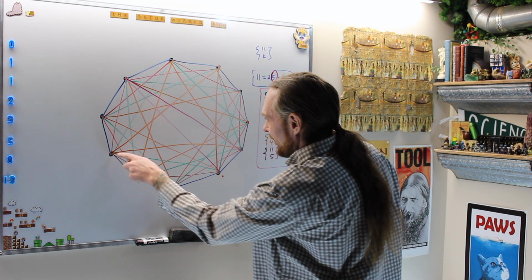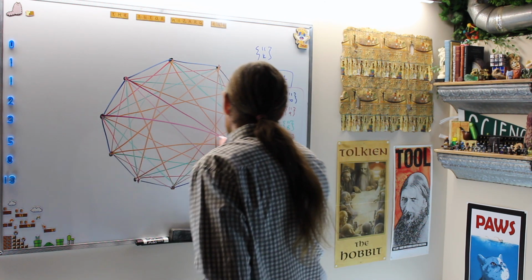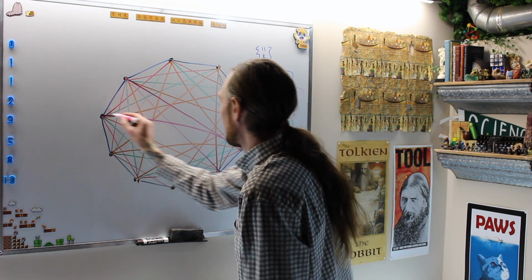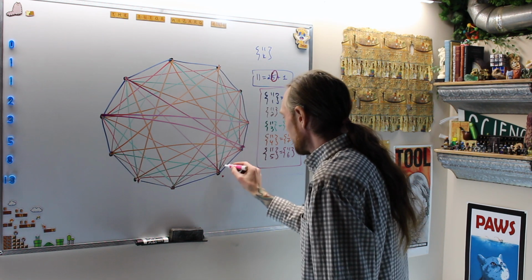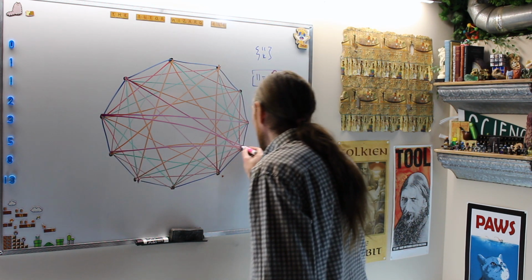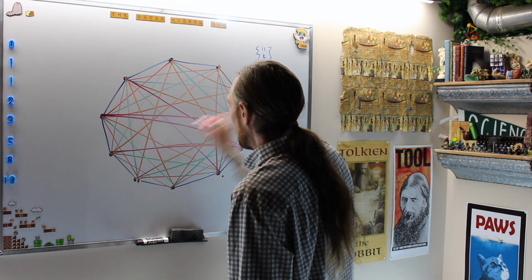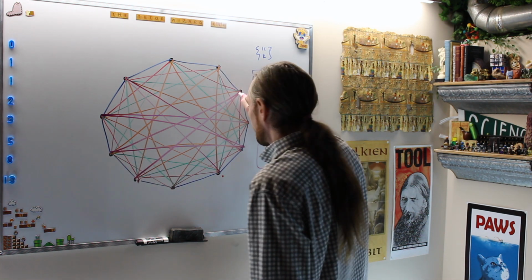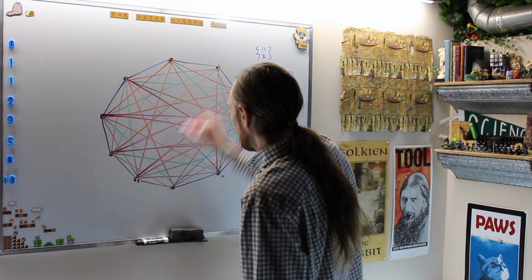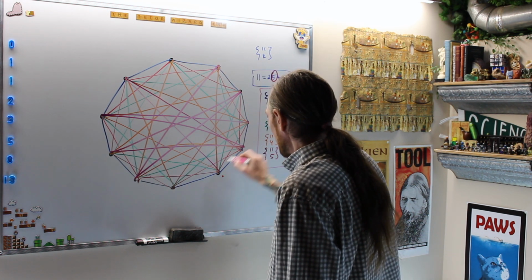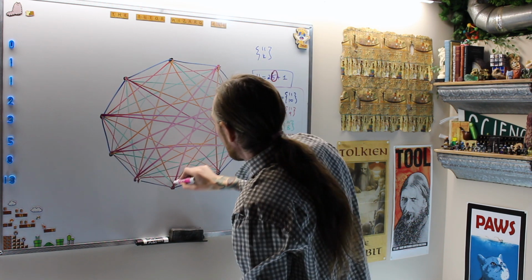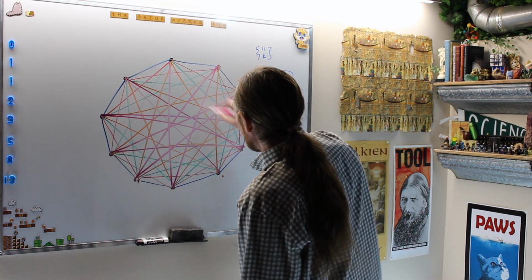1, 2, 3, 4, 5. Oh, he's going rogue. 1, 2, 3, 4, 5. 1, 2, 3, 4, 5. There to here, then to here, then to here.